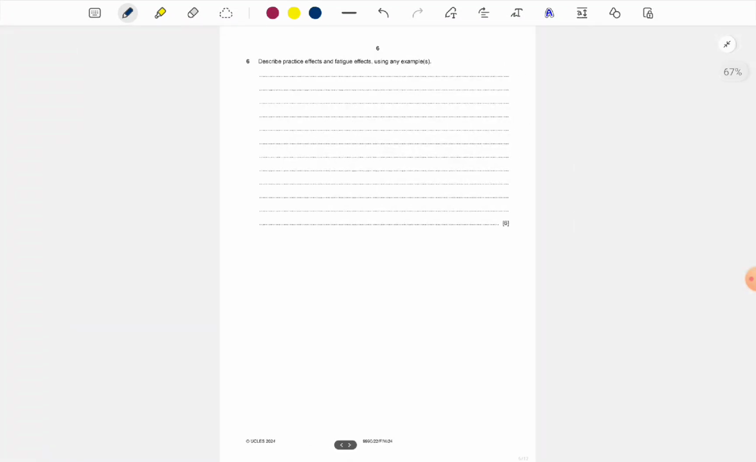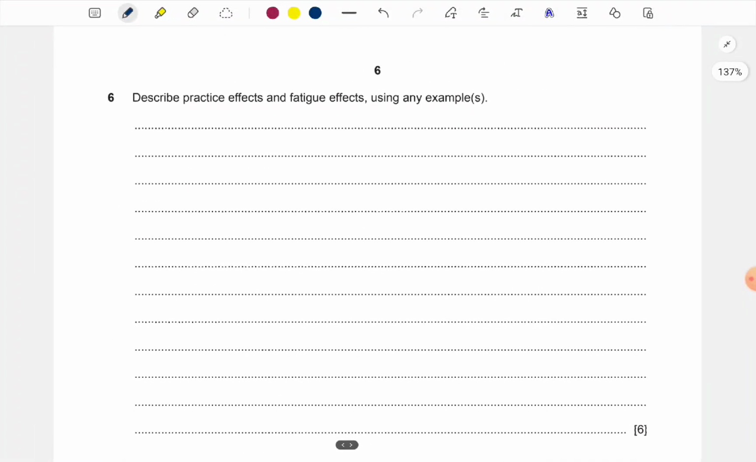Okay, let's come to the next one. Describe practice effects and fatigue effects using any examples. Many students are very wary of these type of questions, 6 markers. Actually, they're very easy to score because they're very structured. So if you see a 6 marker question, whatever effect they've asked for, there'll be 2 concepts that they're asking for. Sometimes they might ask you to contrast them, but here they've not asked for that explicitly. If you want, you can, there's no problem.